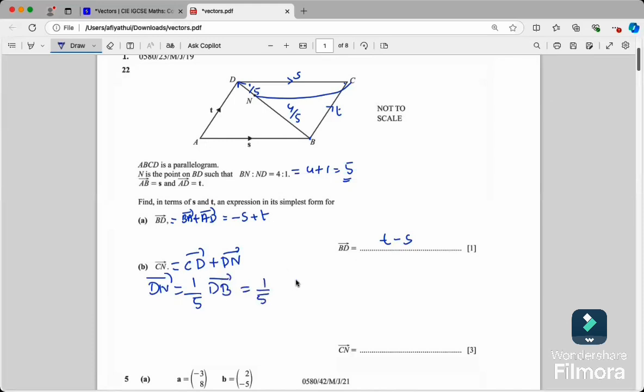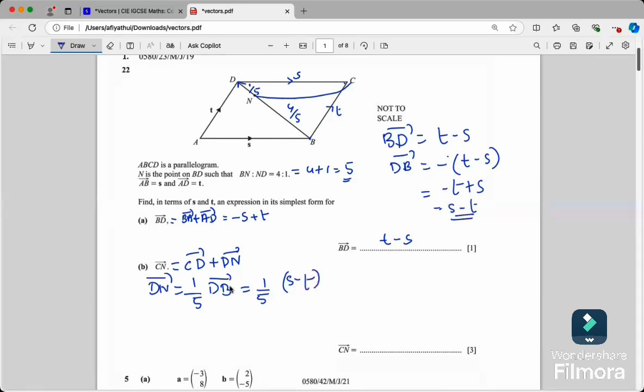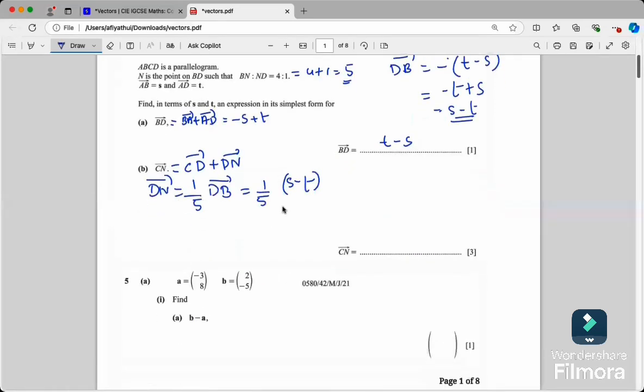So 1 by 5 of, say, BD is t minus s, right? So if BD is going to be t minus s, and DB, just change the direction, minus of this. So when you change the direction, it will become minus t and plus s, or you can just simply say s minus t. So I'm going to write here s minus t. All right, fine. And then now write down for the CN.